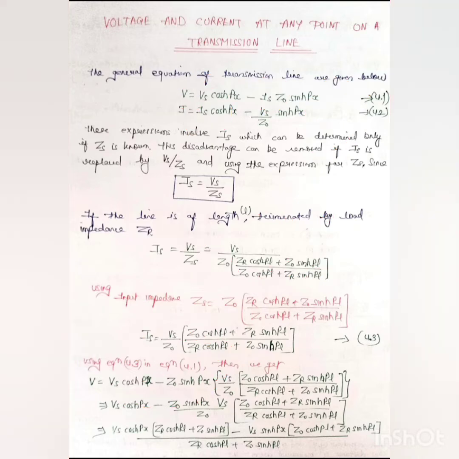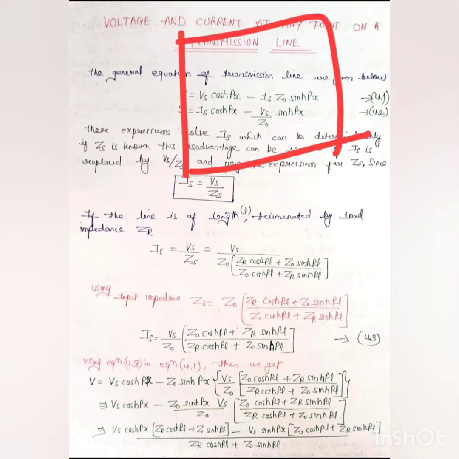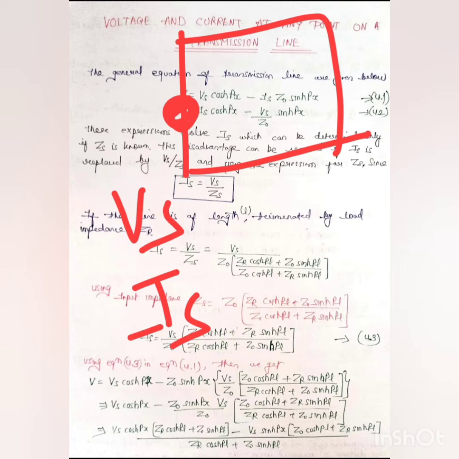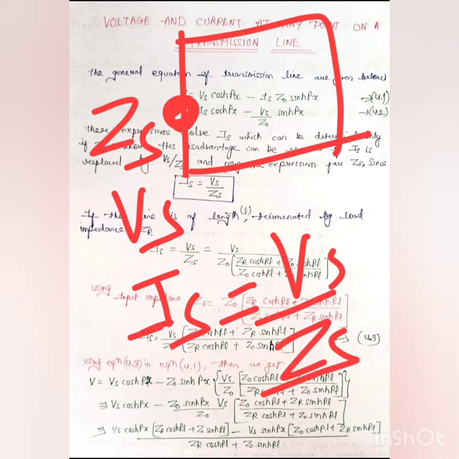From the input side, our voltage is Vs and current is Is. The input impedance is Zs, so we can write Is as Vs upon Zs, because we know that voltage is current into impedance. So Is equals Vs upon Zs.